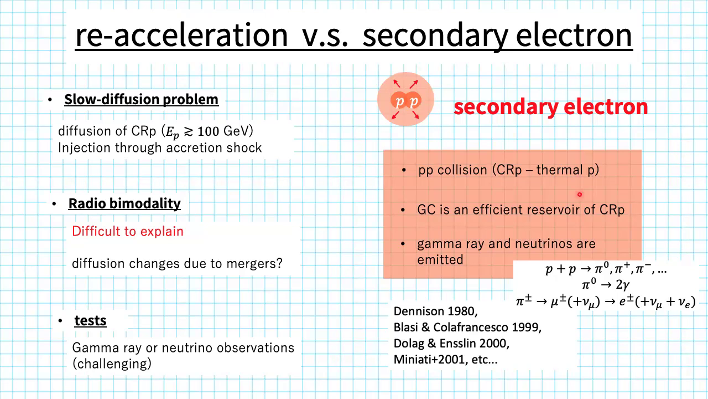So yeah, we can assume some model about this, but it's not straightforward to explain these characteristics. And there is a very clear test of this model, which is gamma ray or neutrino emission from galaxy clusters, because PP collision produces pi mesons, and charged pions decay into muons and produce mu neutrinos.